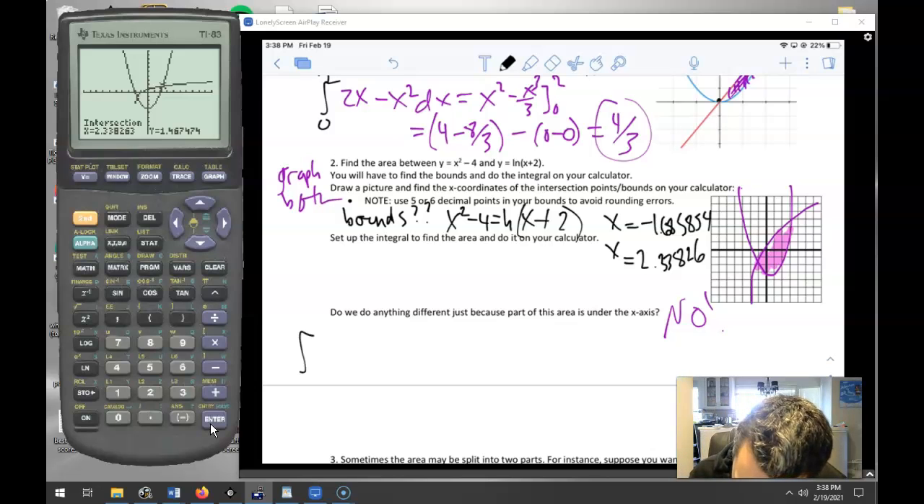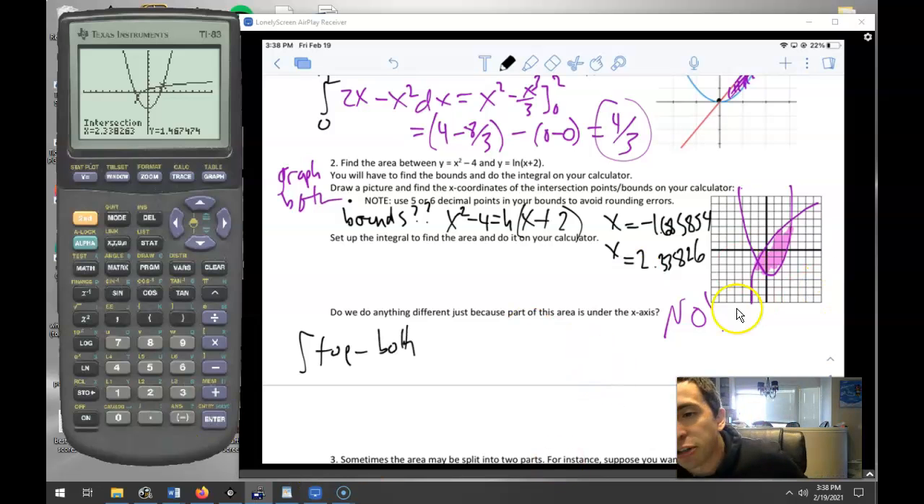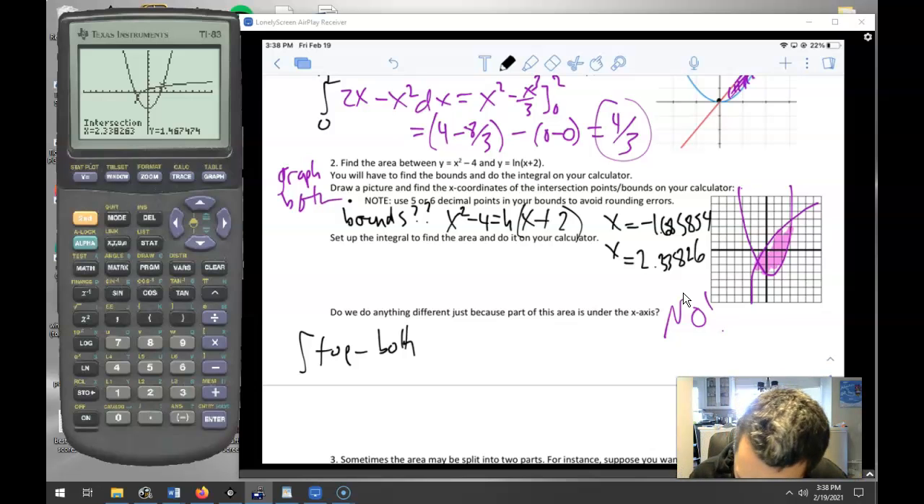Okay. So now when I want to go ahead and do this, I'm going to integrate my top minus bottom between those bounds. And we can see based on the picture that the natural log graph is the one on top, and the negative 1 point is your left bound, the 2.3 is your right bound. By the way, if you ever get a negative answer on these, you did it wrong. That's an indication something went wrong there.